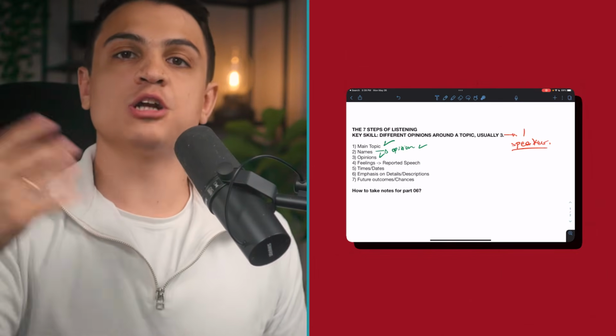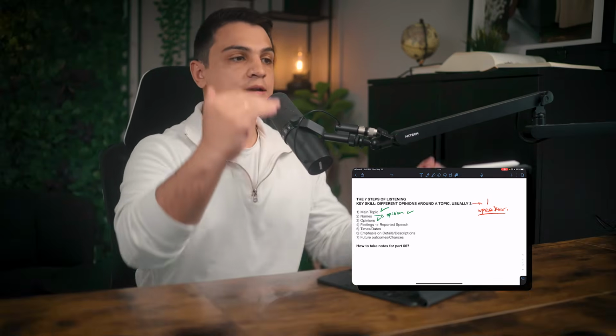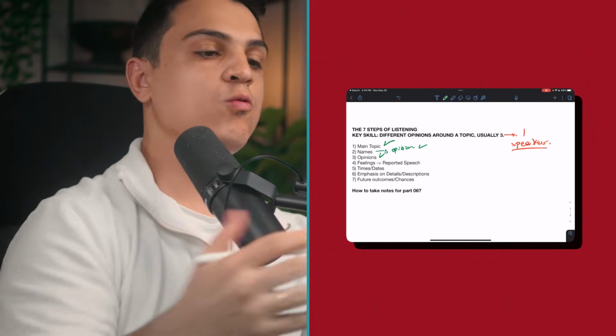Step number 7 is future outcomes. This one is beautiful because usually towards the end of the listening task 6, they're going to talk about what's gonna happen next. The government will meet about the public transportation system next month. Perfect. As soon as you listen to this, that's gonna be a question, all right? So there's gonna be a question about a future part of the listening task 6, all right?